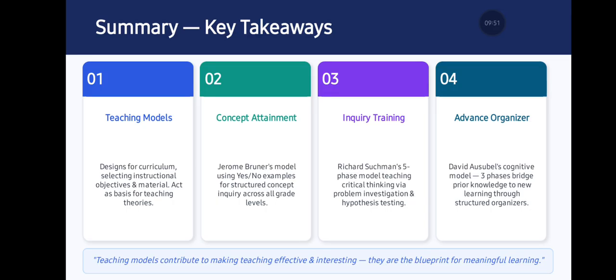We'll go to the summary, that is key takeaways. First is teaching models designed for curriculum, selecting instructional objectives and material act as basis for teaching theories. Second, concept attainment. Jerome Bruner model uses yes or no examples for structured concept inquiry across all grade levels. Third is inquiry training. Richard Suchman has 5-phase models teaching critical thinking via problem investigation and hypothesis testing.